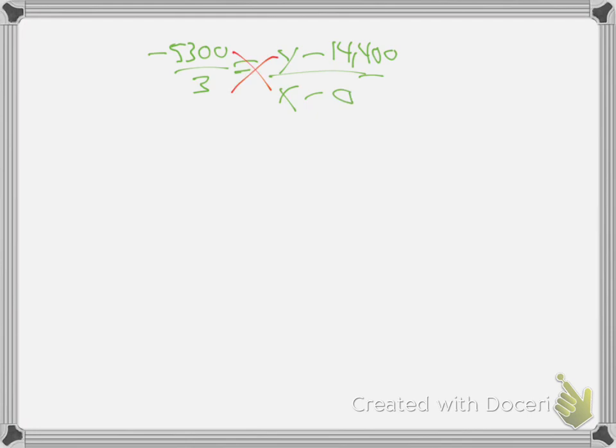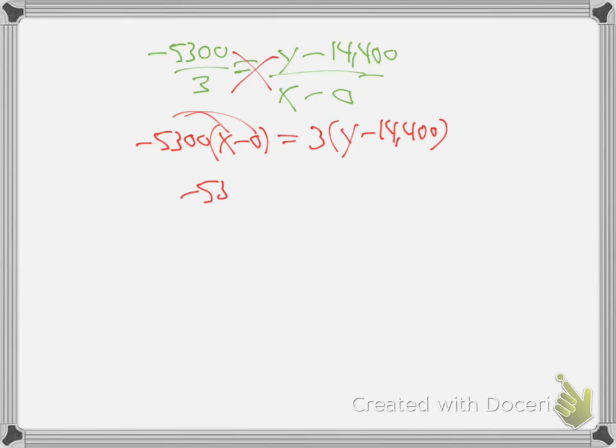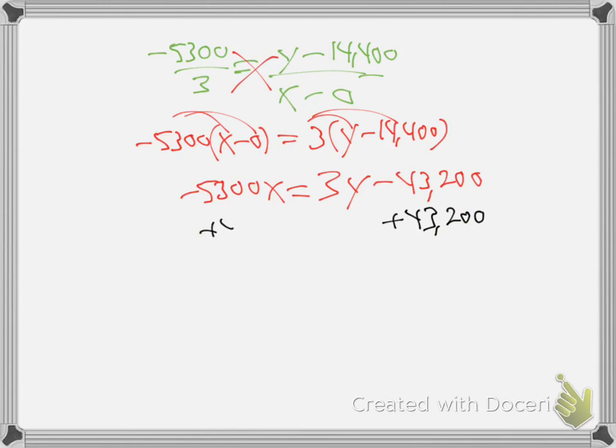Okay, diagonal, diagonal. Minus 5,700, x minus 0. 3, y minus 14,400, distribute, minus 5,700 x, forget about the 0, that's nothing, equals 3y minus 43,200. Okay. Now, usually we get y alone, so let's just go ahead and do that. That's normally what we do, and that's a good plan. So get the y alone. Question so far? Is this making sense?